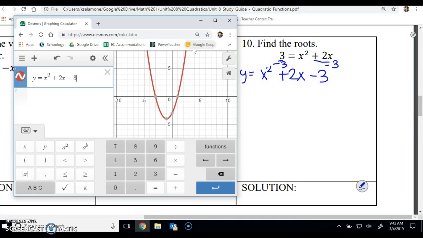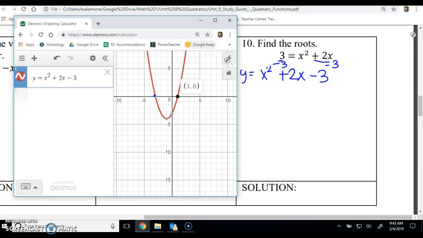Okay, so I've graphed it into Desmos, and I'm looking for the roots, I am looking for these things right here. So one answer is 1, and the other answer is a negative 3. So negative 3 is one of your roots, and 1 is one of your roots. So that would be the last answer for your study guide.